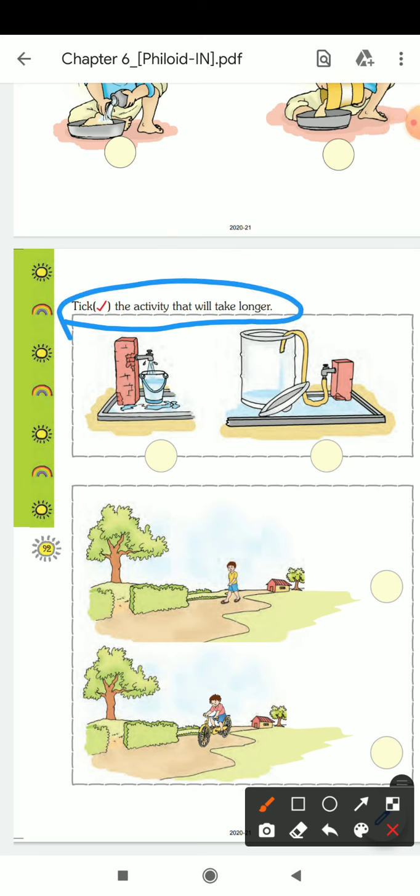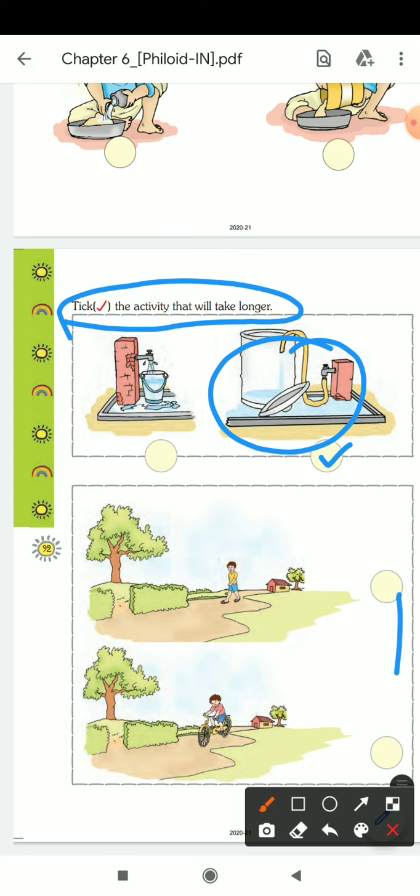So here there are two pictures. One is a bucket and one is a tank. So which thing will take longer time to fill? Yes, of course it is the tank. So here we have to tick it.